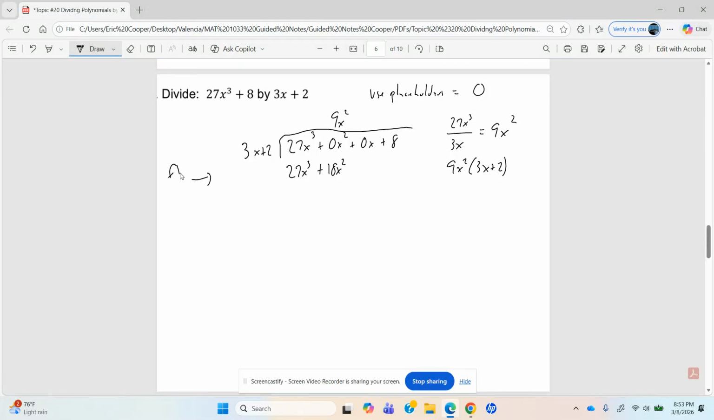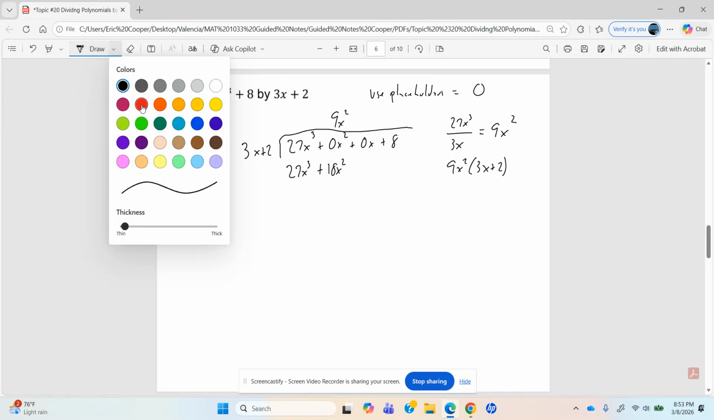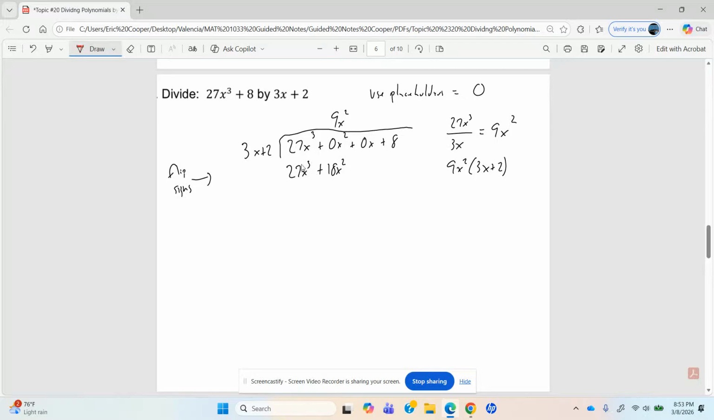But now I want to make sure I go through and I flip the signs before I combine. So the positive 27x cubed becomes a negative, and then this positive 18x squared, we're going to change it to a negative 18x squared.